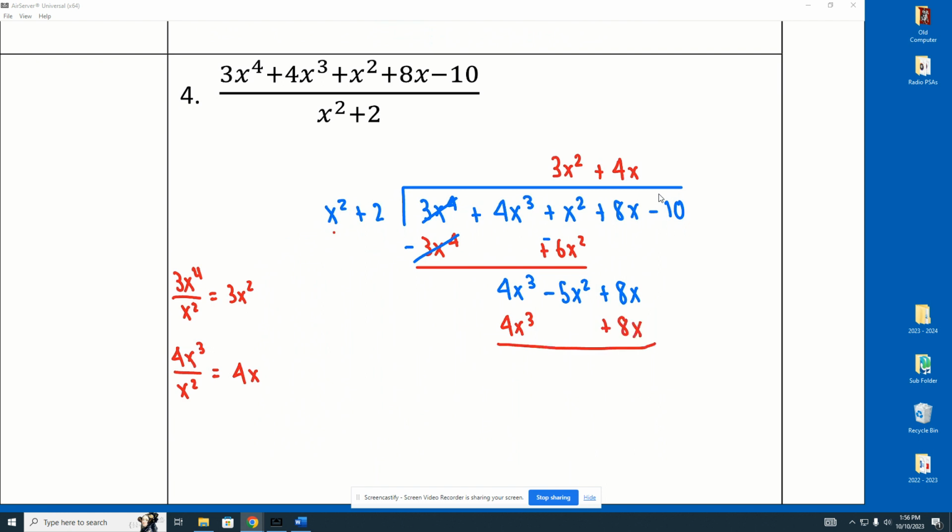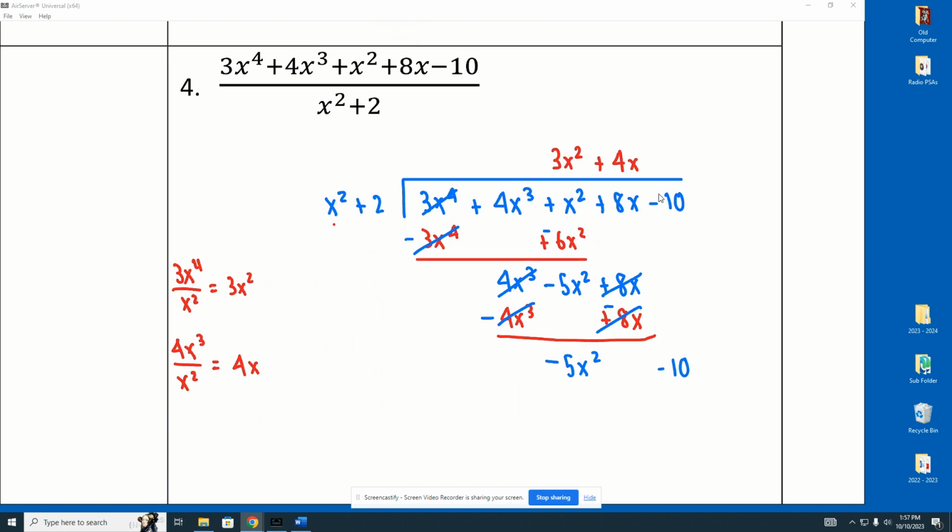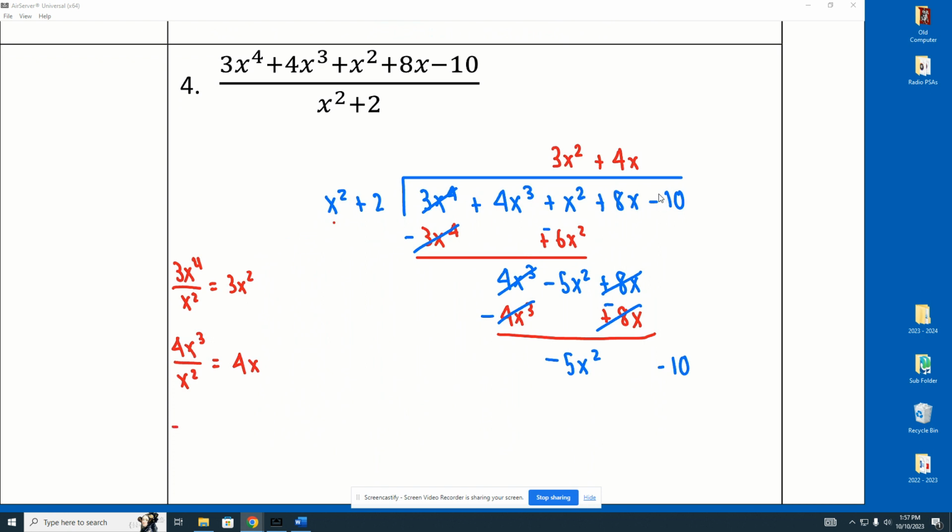So again, next step, we're going to change our signs and subtract. These will cancel. And negative 5x squared drops straight down. And in this case, the positive 8x minus 8x cancels. So that term's gone now anyways. And then minus 10 drops down. So our new first term is that negative 5x squared. And when we divide it by the x squared, I know this is it because those x squared terms cancel. And just negative 5 is going to be the value that we're going to distribute.